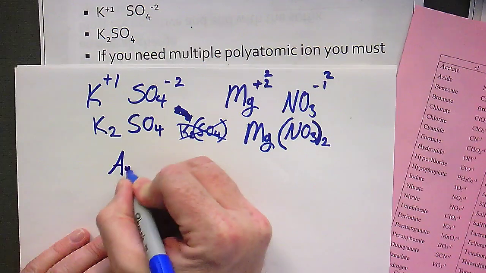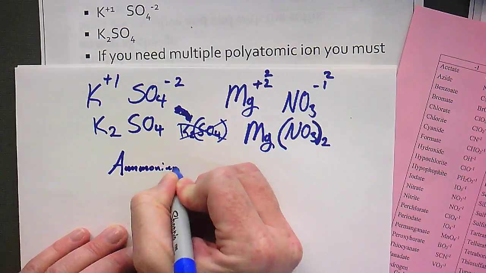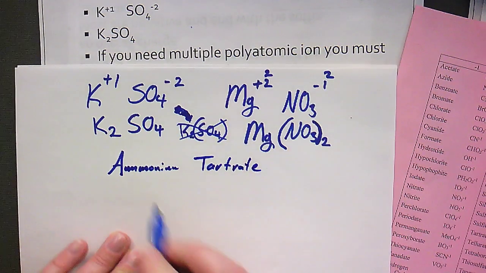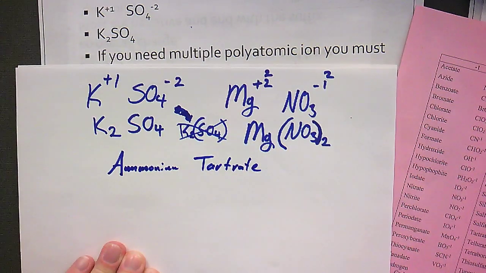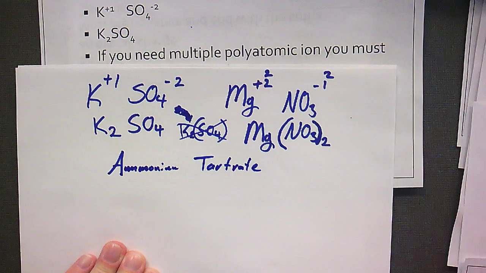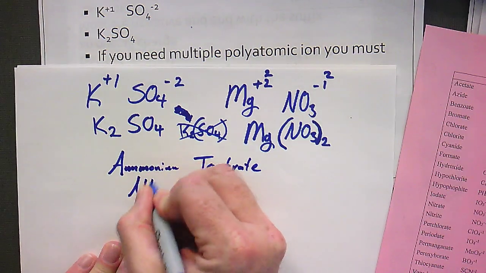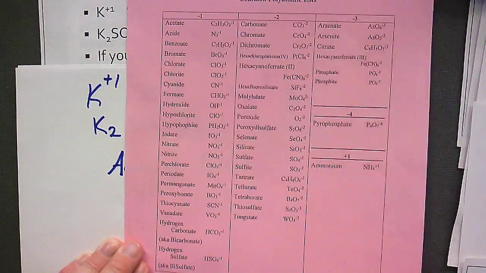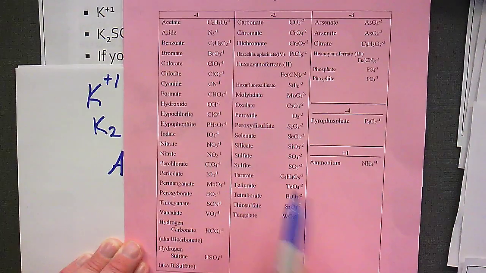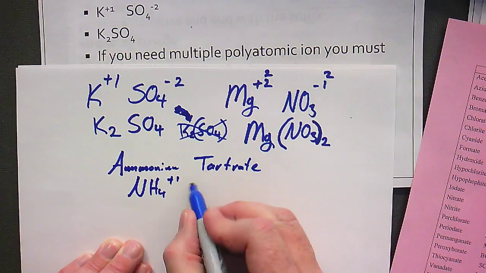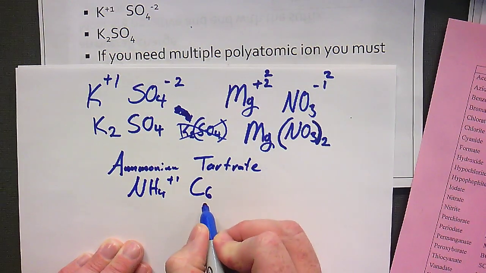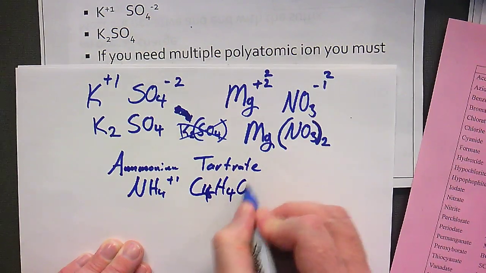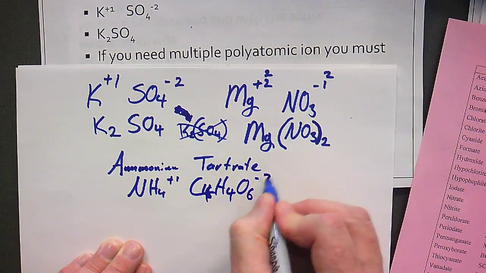Let's go ammonium tartrate. Okay, ammonium. What's ammonium? Do you remember? It's NH4. That's our tricky one. NH4 with a +1. Tartrate. Again, it ends in ATE. We find it right here. I'm going to have somebody read it off because that's a lot. It is what? C4H4O6? Yeah. Okay. -2. All right.